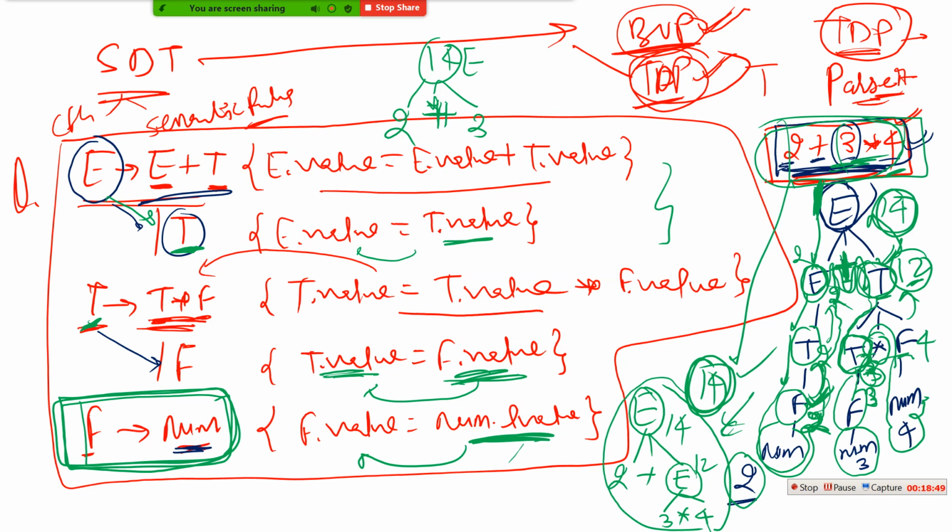In the upper phase it will be generated like that. In a syntax tree we only write operators, we don't write these non-terminals. Non-terminals are not a part of the syntax tree. So in the place of this e, 12 would be there, and in the place of this e, 14 would be the result, right, guys?